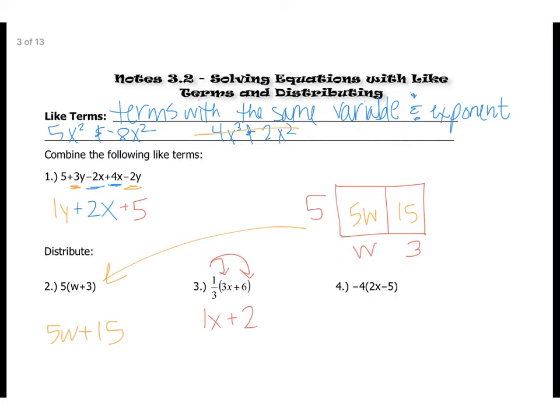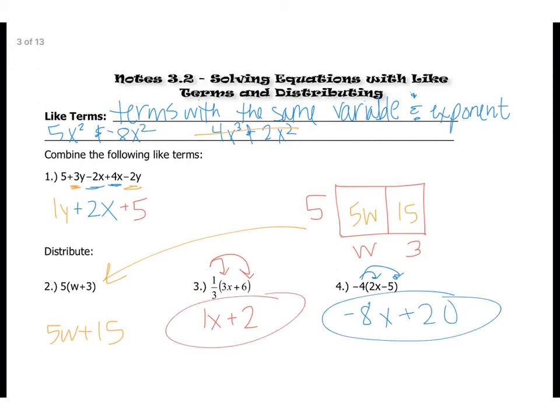Go ahead and pause now and see if you can do 4 on your own. Try whichever model that you prefer. So for number 4, negative 4 times 2x is negative 8x, and negative 4 times negative 5 is positive 20. So those are your 3 answers to distributive property problems.